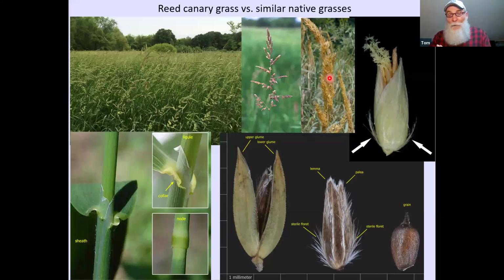The thing that ultimately will always identify reed canary grass, of course, is if you do have the flowers. We want to focus a little more on vegetative aspects, but if you do have the flowers, you have the spikelets. That's what we're looking at here and here. These structures are called glumes. We talked about these last week with wild rice. The glumes are these two bract-like structures that sit at the base of the spikelet, the primary inflorescence of a grass. And then above these two glumes is a floret, a flower.